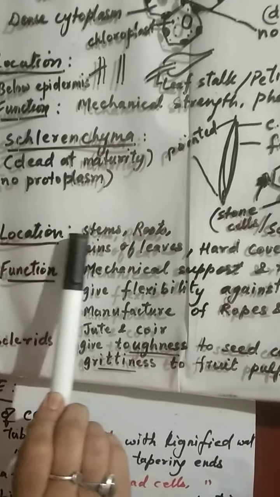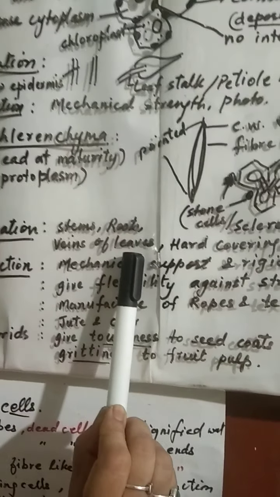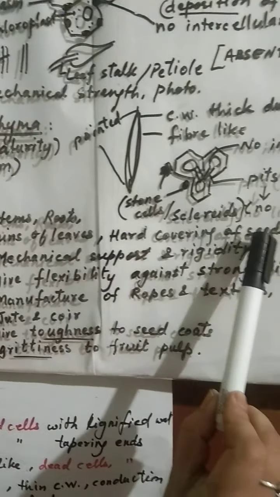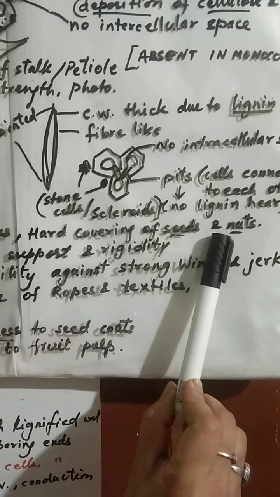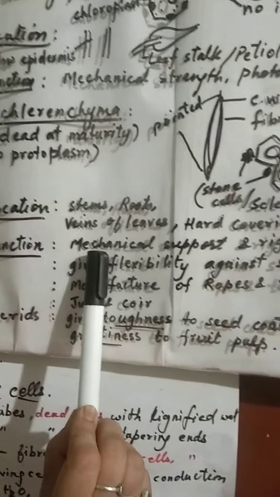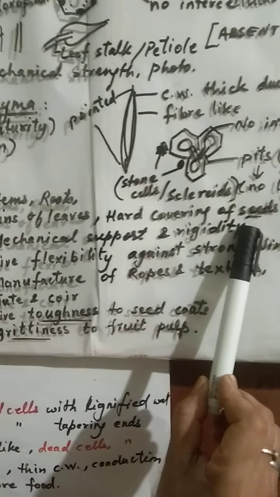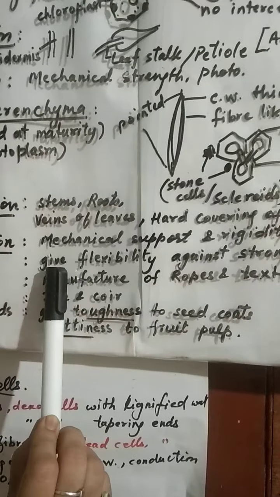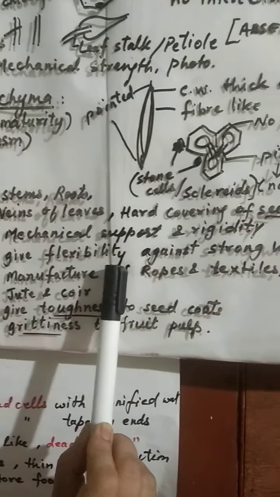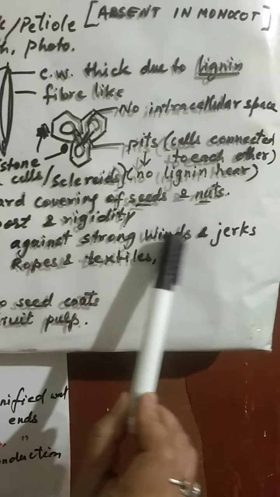Generally in the stems and the roots, as well as in the veins of the leaves, the hard covering of the seeds, as well as in the nuts. The function of sclerenchyma is definitely that it gives mechanical support as well as rigidity to the plant. Not only that, it also gives flexibility against strong winds as well as jerks.